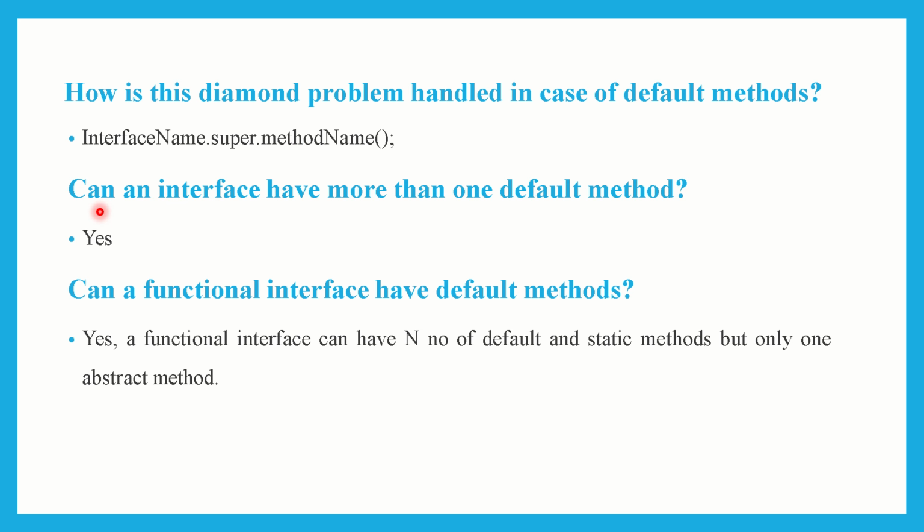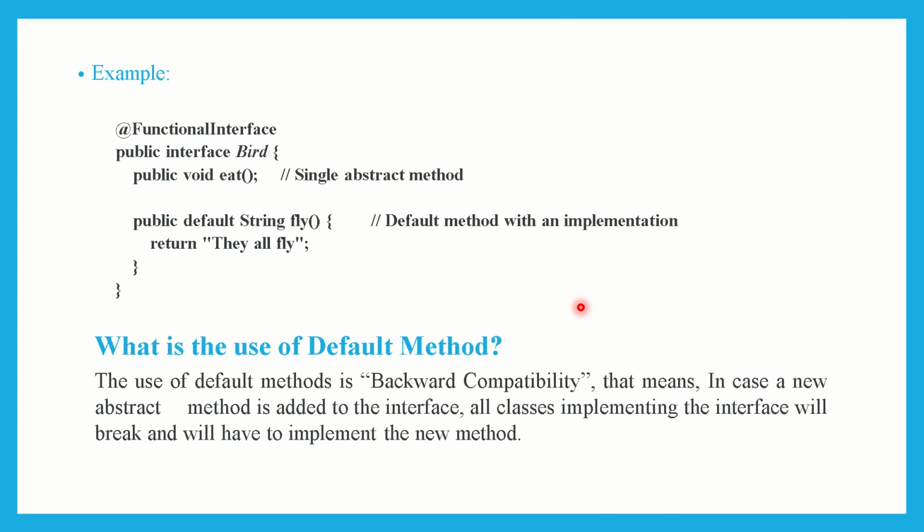Then one more question is, can an interface have more than one default method? Yes, an interface can have n number of default methods. There is no restriction. And this is just to confuse you guys, they can ask you, can a functional interface have default method? So that's why I gave you this example. They might confuse you like, okay, interface and functional interface, right? So functional interface is nothing but an interface which has only single abstract method.